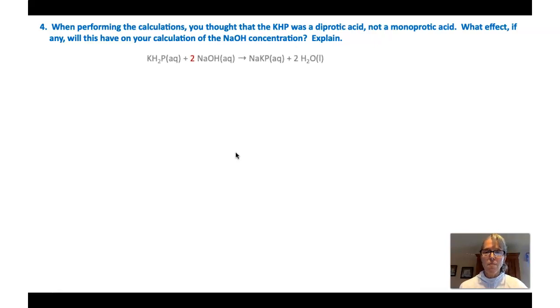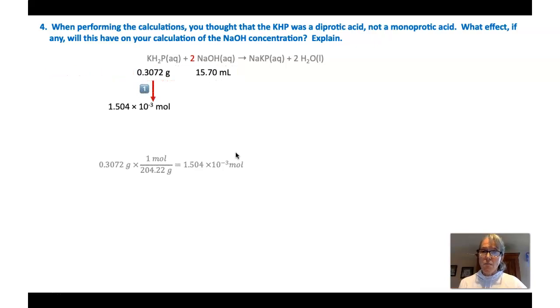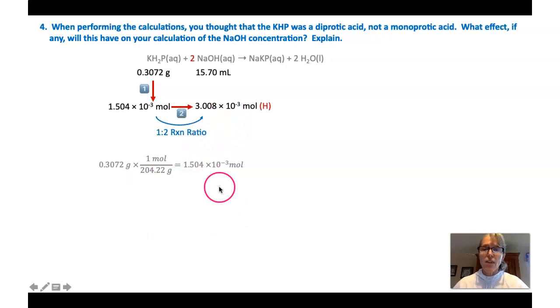Okay, so what's going to happen is we're going to have a 1:2 reaction ratio between the KHP and the sodium hydroxide. How does that play out in the calculations? Well, here are our measurements. Those shouldn't change, and the mass will get converted to moles of KHP. Those moles will get converted to moles of sodium hydroxide. But because we think it's a 1:2 reaction ratio, we're going to double the moles, and that's going to be an error. The moles of sodium hydroxide will be too big.